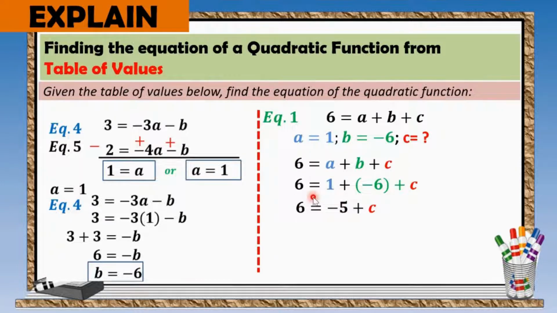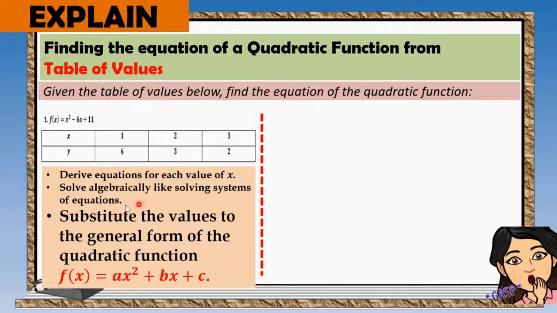Then, add positive 5 to both sides para maalis yung negative 5 dito. So, therefore, we have 6 plus 5. C equals 11. Ayan. Ngayon, so meron na tayong value ng A, B, and C. So, punta na tayo doon sa last step natin, which is substitute the values to the general form of quadratic function. So, A is 1, B is negative 6, and C is 11.